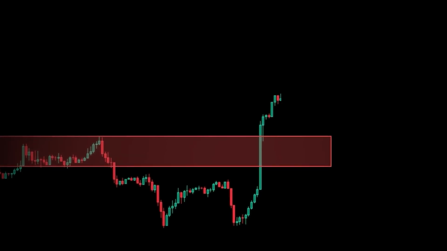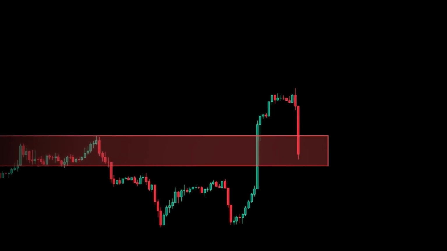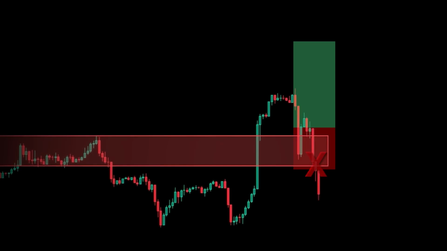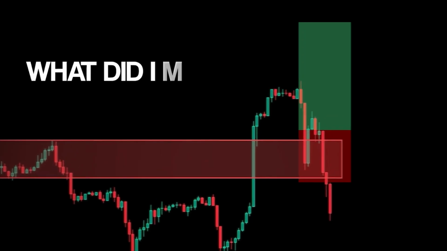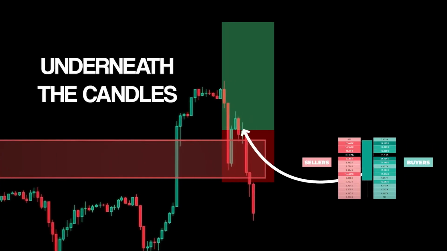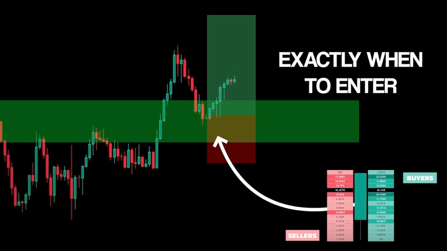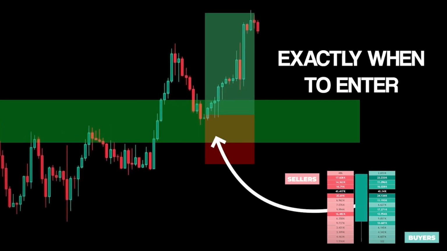How many times have you looked at the chart? The setup was there, everything looked right, and then it just didn't work out and it went the other way. And you sat there thinking, what did I miss? You didn't miss something on the chart. You missed what was happening underneath it. And that's the difference between guessing and gambling and knowing exactly when to enter. And that is exactly what I'm going to show you in this video.